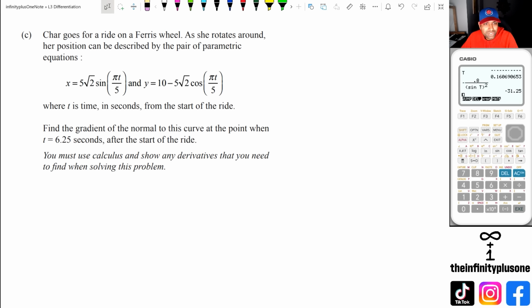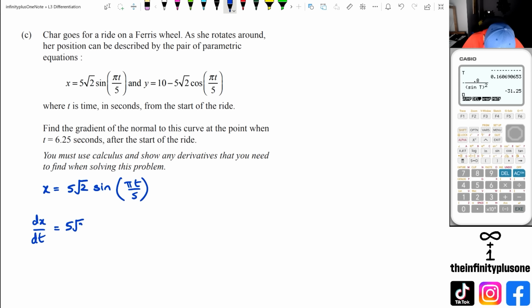All right, folks. So for this question, we just got to figure out what dy dx is, work out what the gradient is, and then do normal, so which means -1 over whatever the original gradient is. So let's actually work out what dx dt is. So x is equal to 5 square root of 2 sine pi t over 5. So dx dt is equal to 5 root 2 cos pi t over 5 multiplied by the differentiation of the bracket, which happens to be pi over 5.